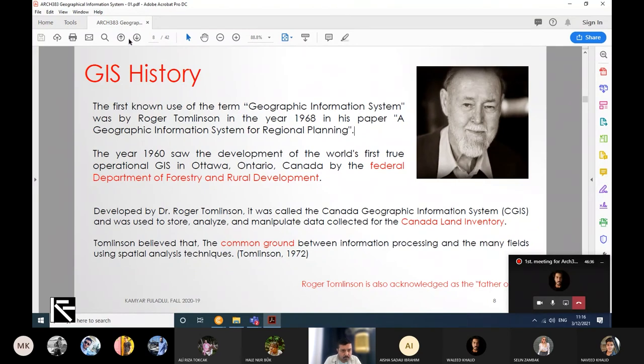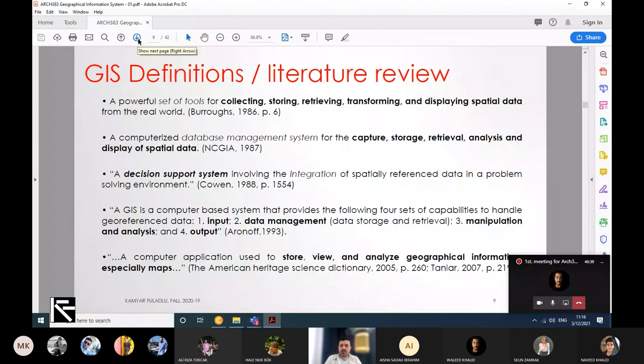If I can go to the next page. Yes. According to his idea, we can simply define a GIS as a powerful tool. Don't worry about this, these definitions, all five, are the same. I just put the easy one that you can use. But the main important thing in all these definitions is these few words.